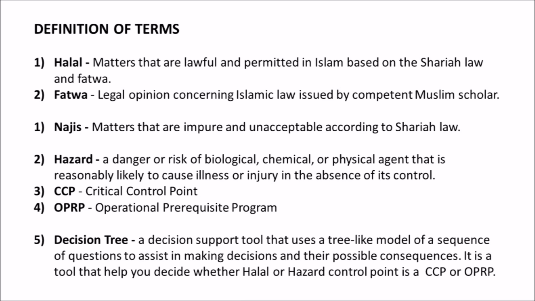Now, the decision tree. Actually, the decision tree will help you. It is a decision support tool that uses a tree-like model, which I will share with you later, of a sequence of questions to assist you in making decisions. As an auditor, there are certain guidelines to assist you in making decisions, and also their possible consequences. It is a tool that helps you decide whether a halal or hazard control point is a CCP or a prerequisite program, OPRP.